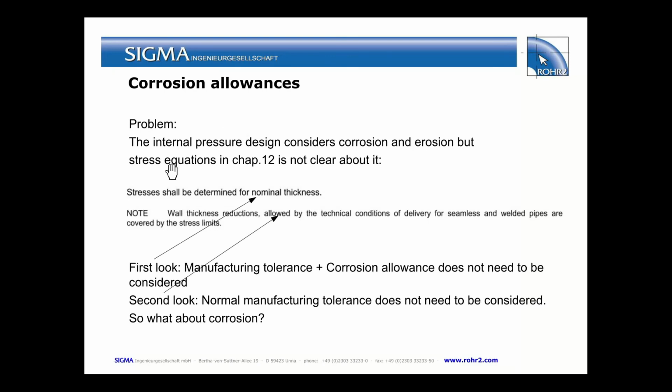The original wording was almost contradictory, because it says on the one side that the stresses should be determined on nominal thickness, so without corrosion and without manufacturing tolerances, and then the next line says the wall thickness reduction due to manufacturing tolerances does not need to be taken into account. So these two could be interpreted in a very different way.